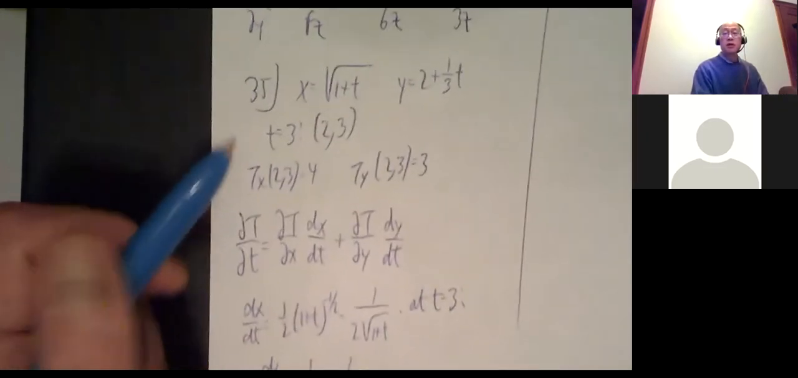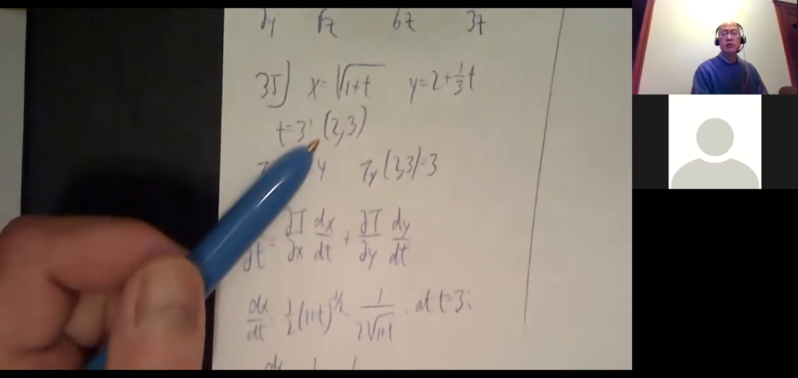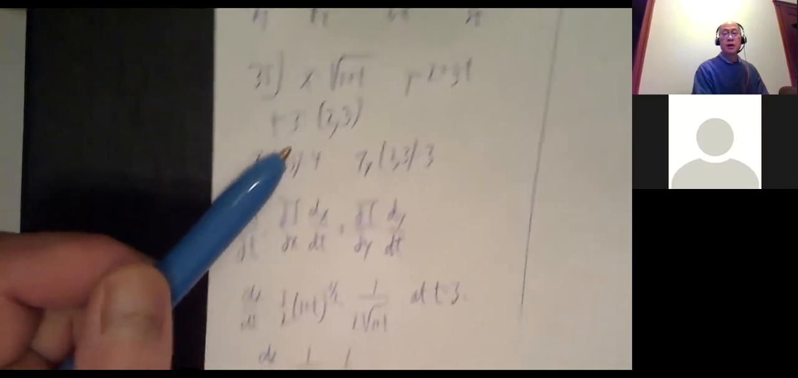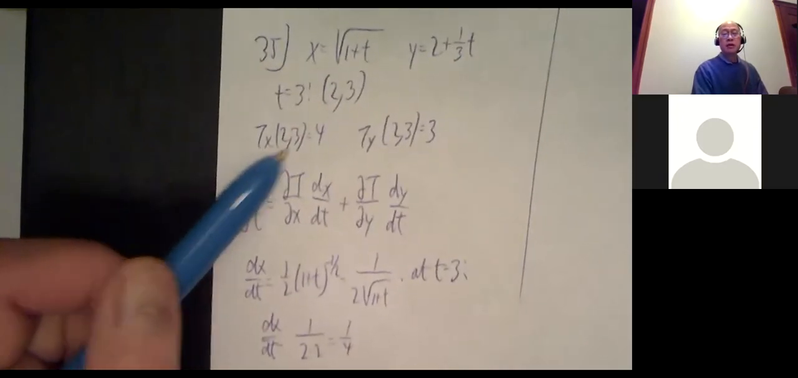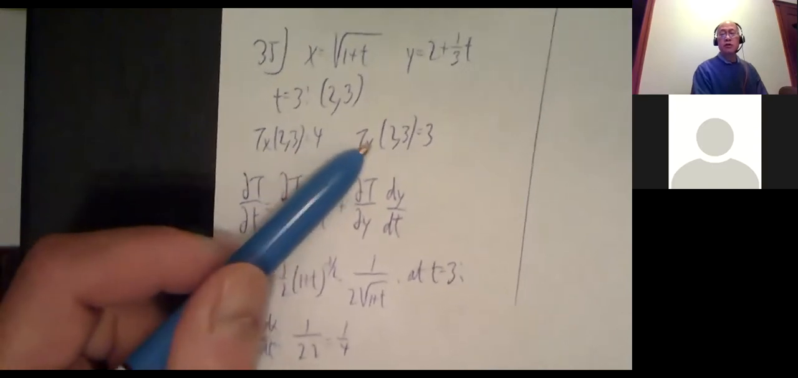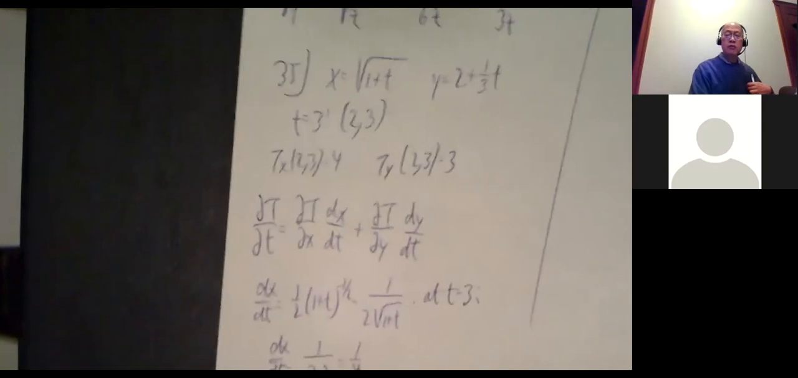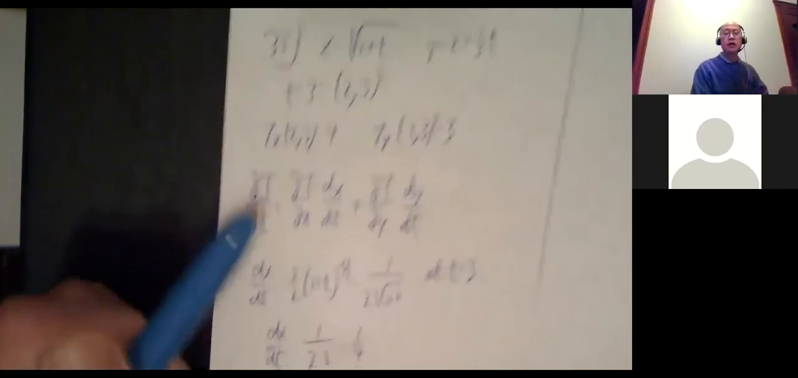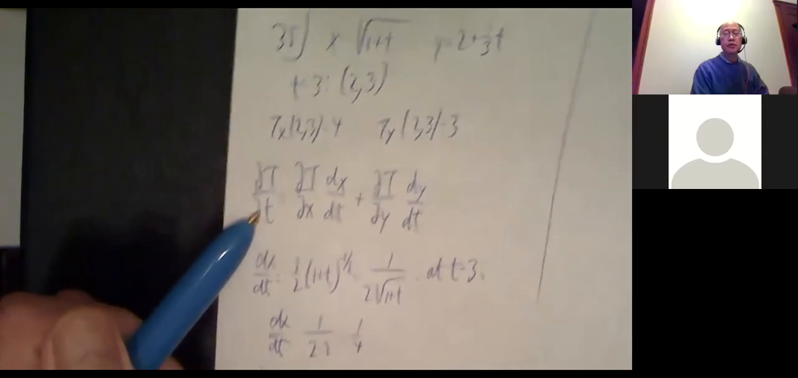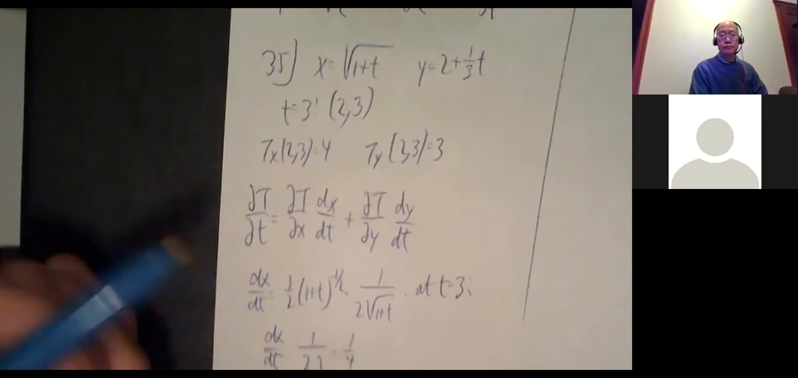Okay, so we're given all of this information. At t equals 3, we're at the point 2, 3. Okay, so x is 2, y is 3. T sub x at 2, 3 is 4. T sub y at 2, 3 is 3. So use this version of the chain rule, the derivative of T with respect to t. I know that sounds funny, but capital T is temperature, little t is time. The rate of change of temperature with respect to time. That makes sense, right? As time goes by, temperature changes.